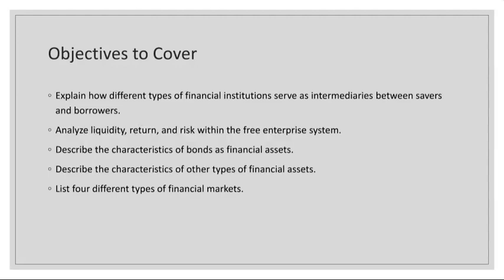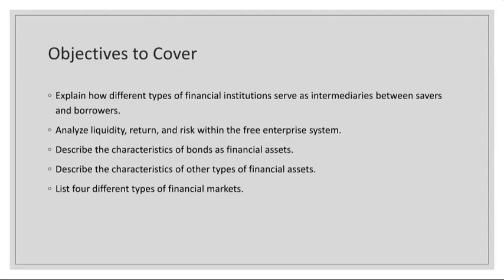So, expanding our understanding, let's describe the characteristics of other types of financial assets. Financial assets encompass a wide range, including stocks, mutual funds, and derivatives. Stocks represent ownership in a company, entitling shareholders to a portion of its profits. Mutual funds pool funds from multiple investors to invest in diversified portfolios, offering a way to spread risk. Derivatives, such as options and futures, derive their value from an underlying asset. These financial assets exhibit various characteristics, catering to diverse investor preferences and risk appetites.